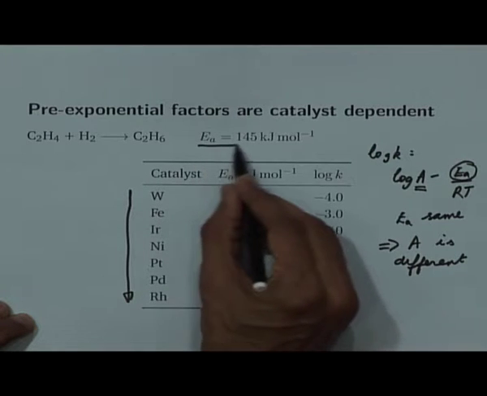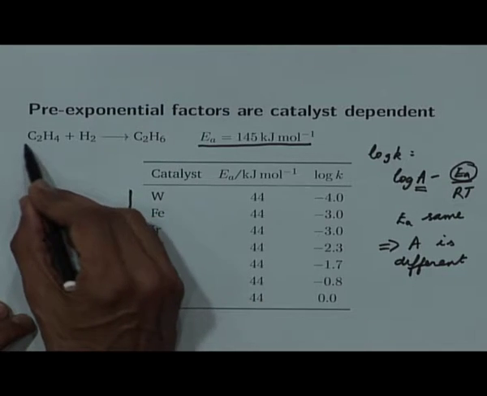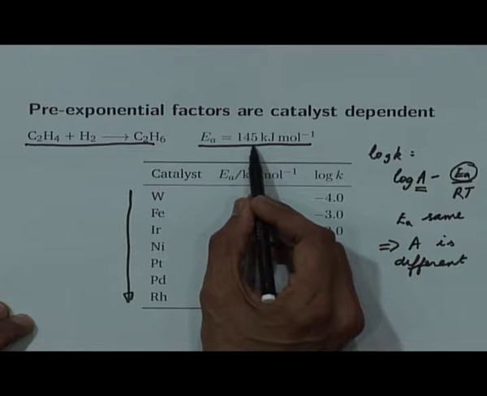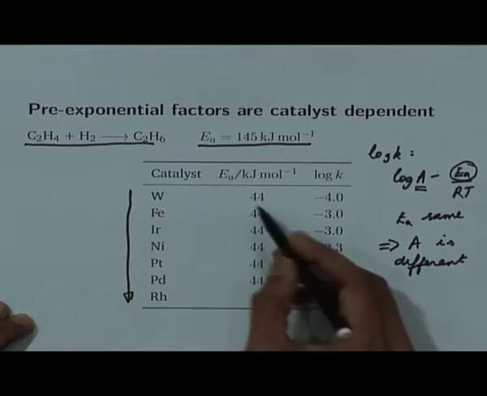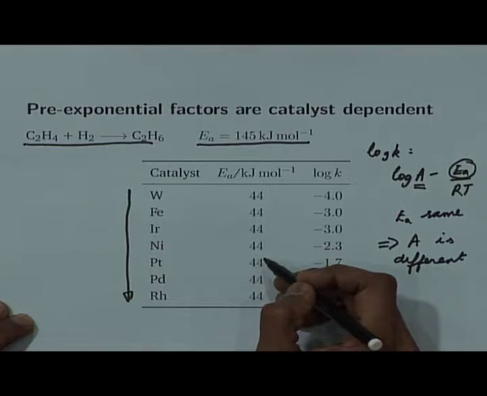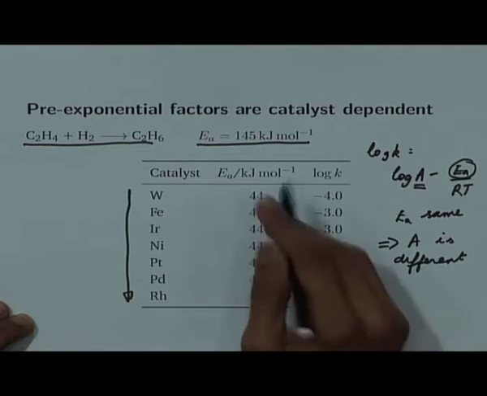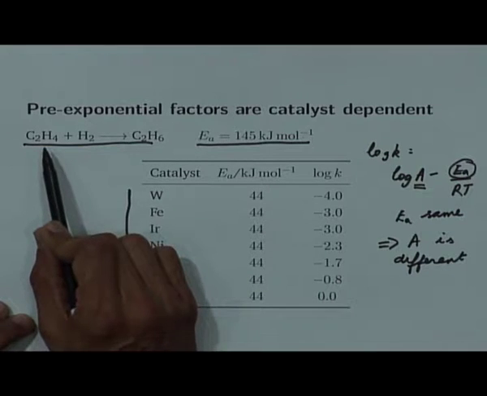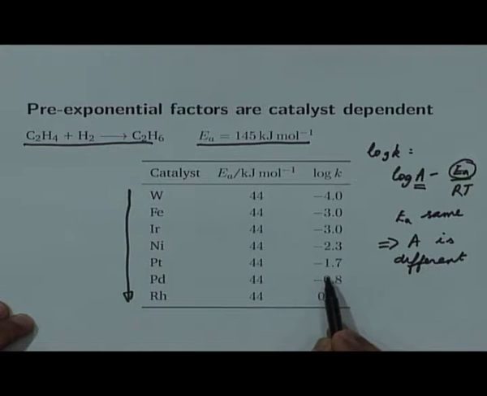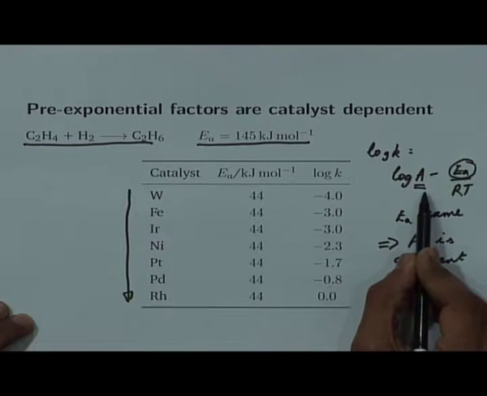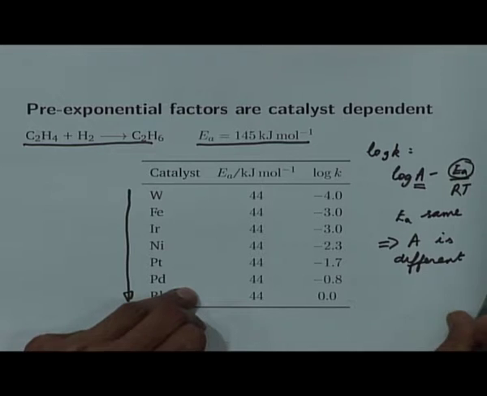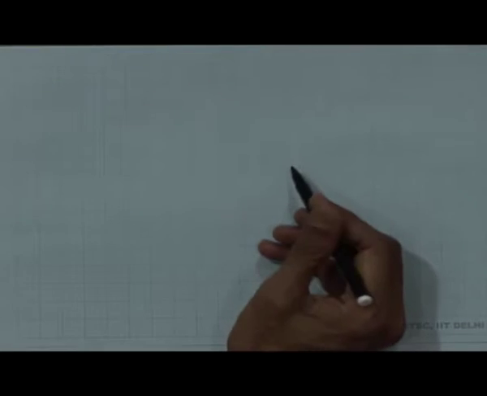And here you have the activation energy for this reaction in the absence of a catalyst. In the absence of a catalyst, this activation energy is 145 kilojoules per mole, whereas in the presence of any of these catalysts, it is almost a factor of 100 kilojoules per mole less. So, these all provide a decrease in the activation barrier for this conversion of ethylene to ethane. But each of these catalysts has a different rate of the reaction. So, this rate constant being different means that the pre-exponential factor is different, and we were trying to explain the reason for this difference in the pre-exponential factor.